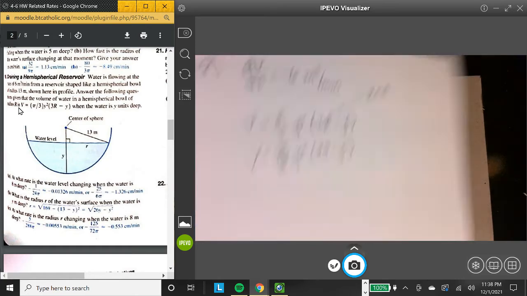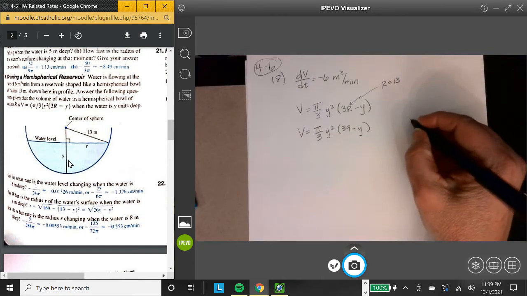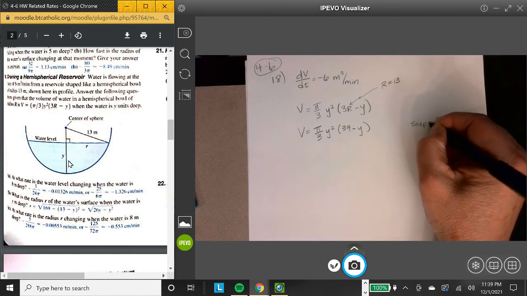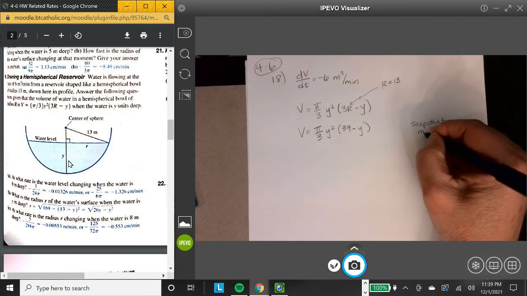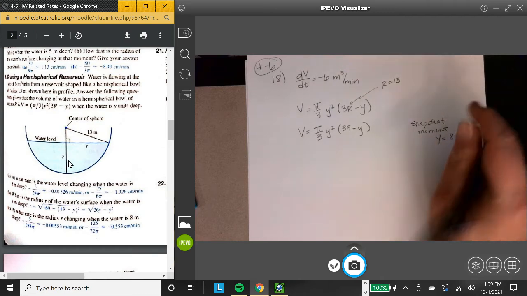Okay? All right. So what's changing with respect to time in this picture when the water's draining from the tank? Well, clearly r is going to get smaller as the water level drops, and so will y. So little r is a function of time, and so is y. Part A says, at what rate is the water level changing when the water is 8 meters deep? So my snapshot moment is when y equals 8 meters.